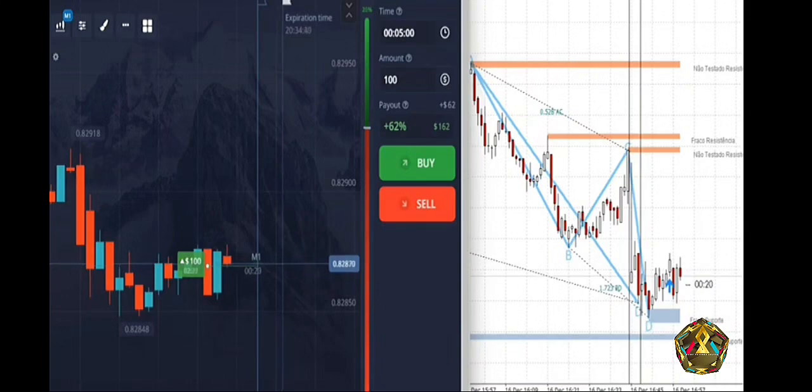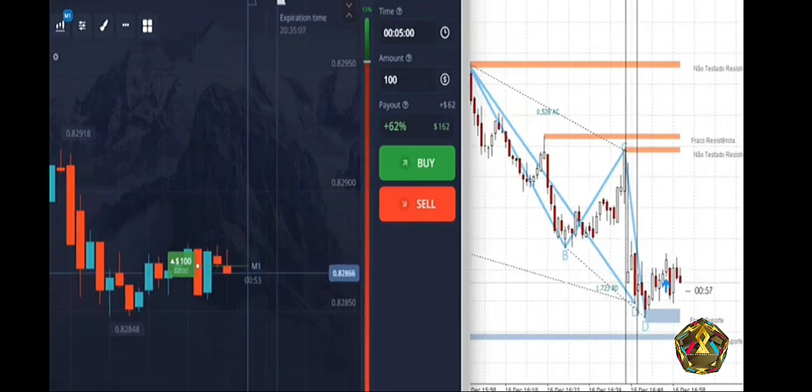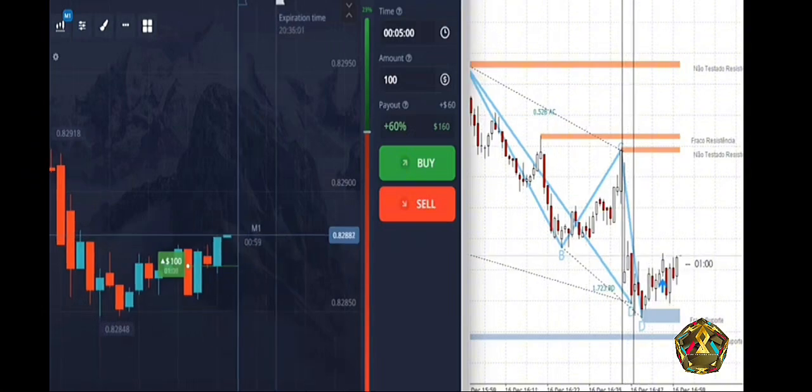But hold on, let's take a closer look. Even when everything seems perfect, there are times when we still lose. So, let's explore why this might happen, despite the setup looking right. Stick with me and let's find out how this trade goes.